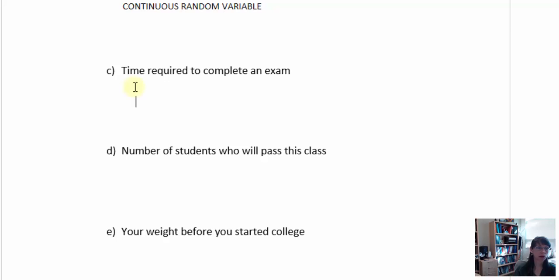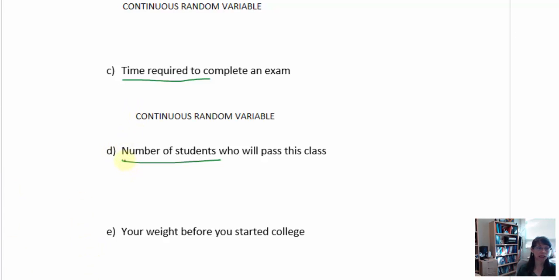Example C is talking about time required to complete an exam. So if we think about time, we might think about hours, increments in between hours like half hours or minutes. That would make sense for this example of completing an exam. It's not necessarily true that you complete exactly in 1 hour or 2 hours. So time is going to be another example of a continuous random variable.